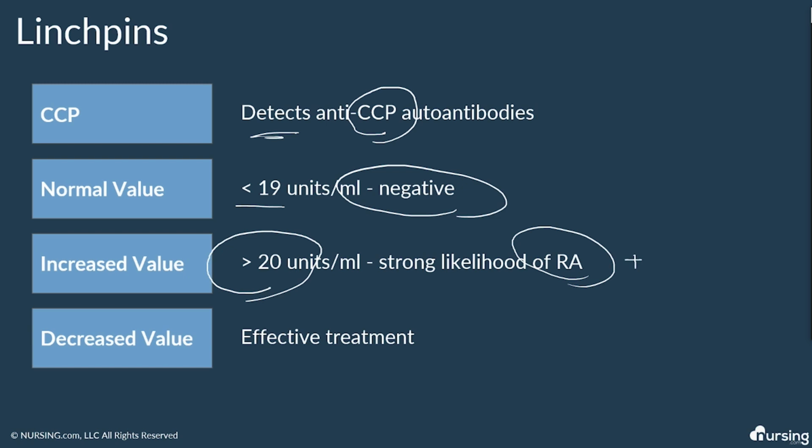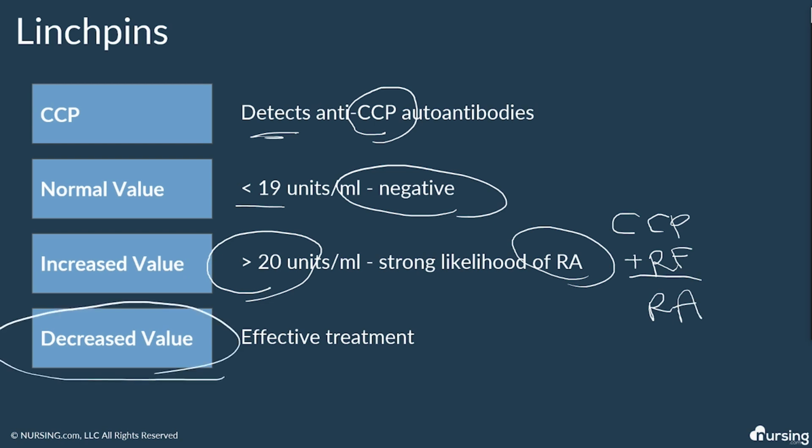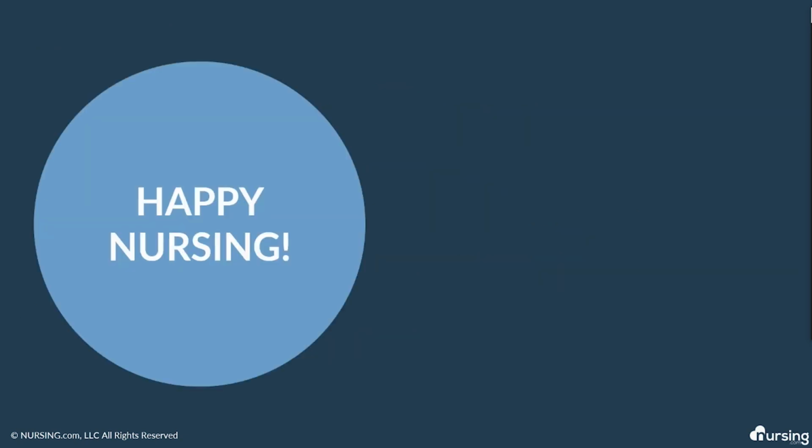But remember, this lab doesn't stand alone in evaluation. We have to have a positive rheumatoid factor in addition to it in order to actually lead to our diagnosis of rheumatoid arthritis. Now, what we want to see are decreased values. Decreased values show us evidence that treatment has been effective.